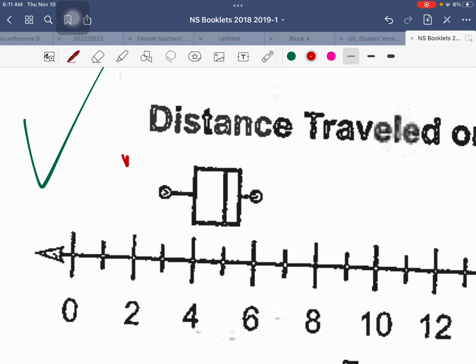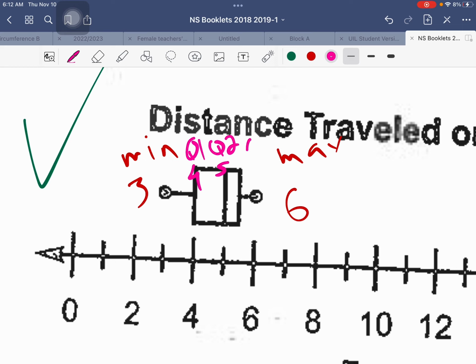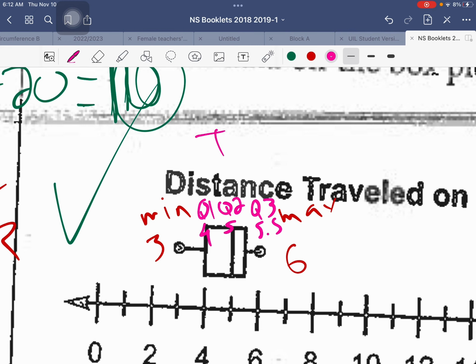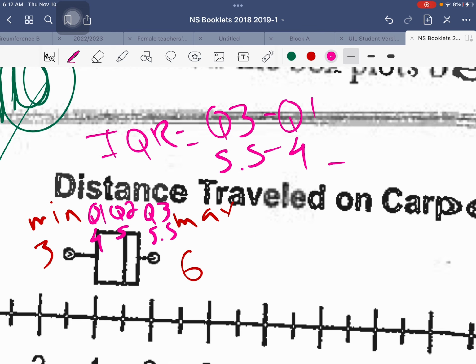So the minimum for this one would be 3. Max is 6. Now Q1 is 4. Q2, 5. And Q3, 5.5. Now the IQR, you find it by saying Q3 minus Q1. So in this case, it would be 5.5 minus 4, which will give you 1.5.